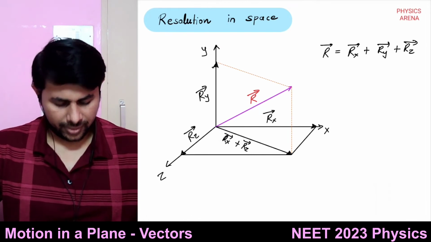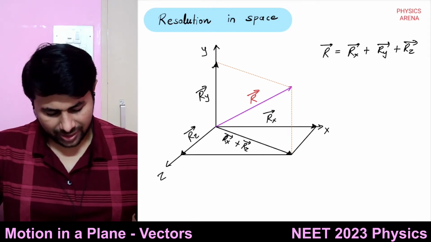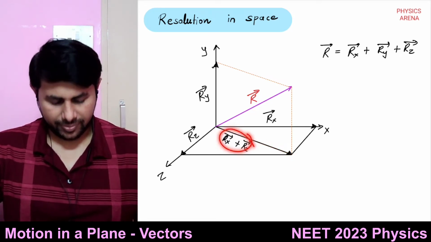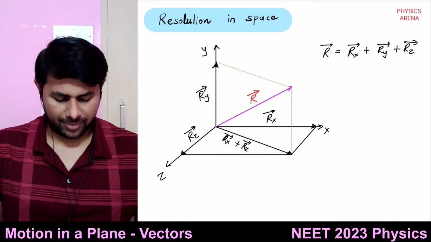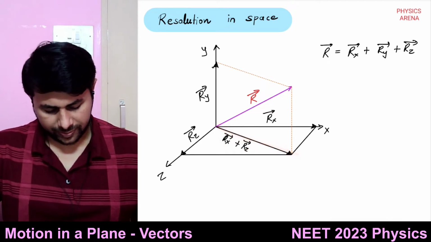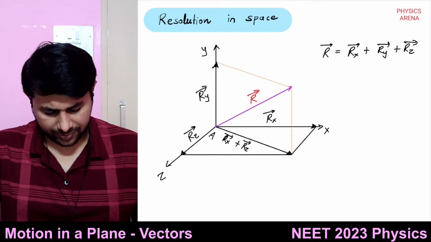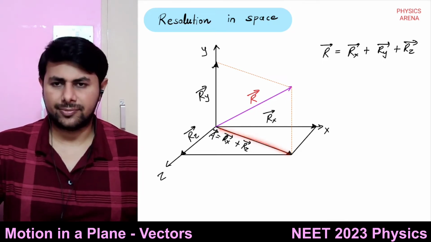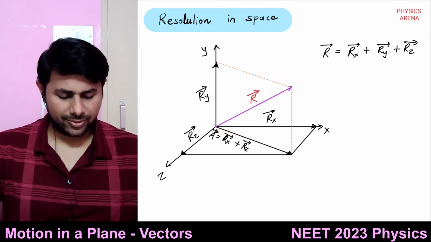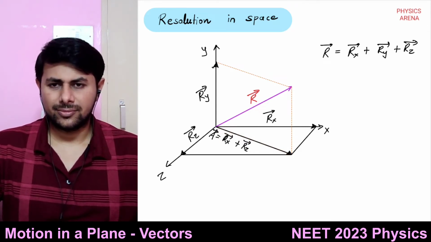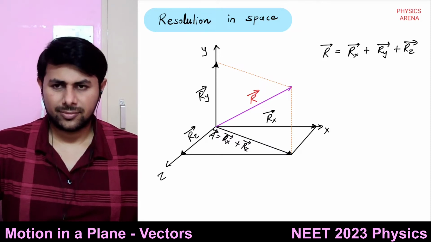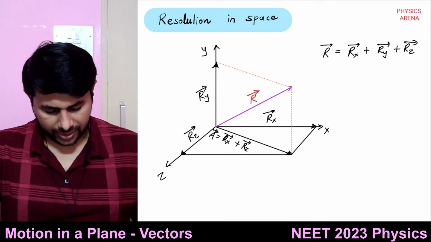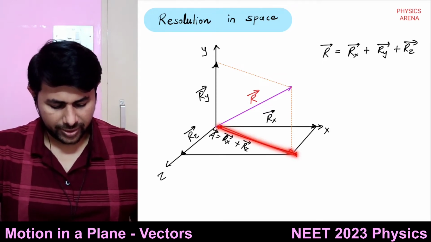So now can you tell me how much would be the magnitude of this vector? This vector is Rx bar plus Rz bar. So let's give it some name, let's call it A bar. This is my A bar, which is equal to Rx bar plus Rz bar. How much would be its magnitude? Root of Rx square plus Rz square.